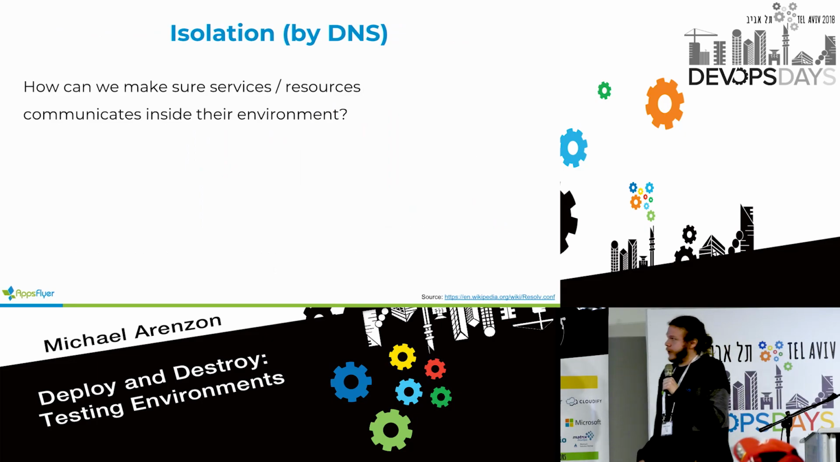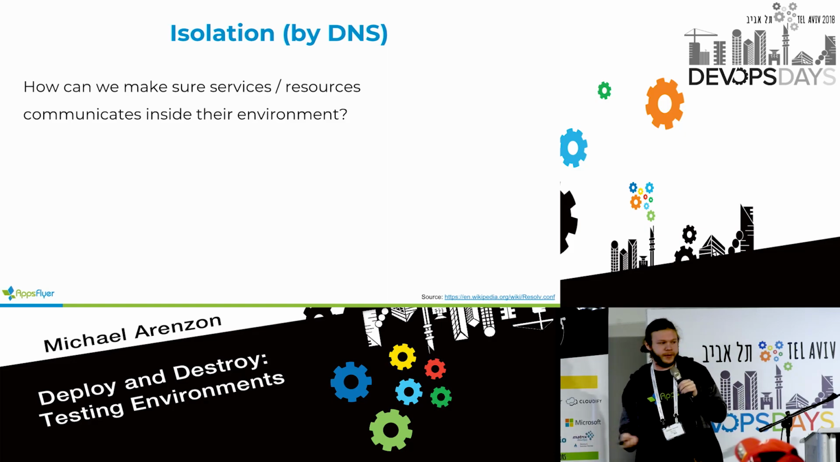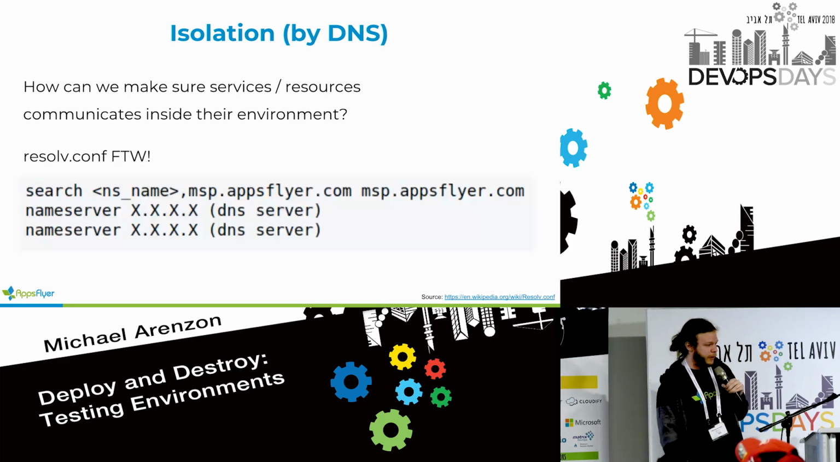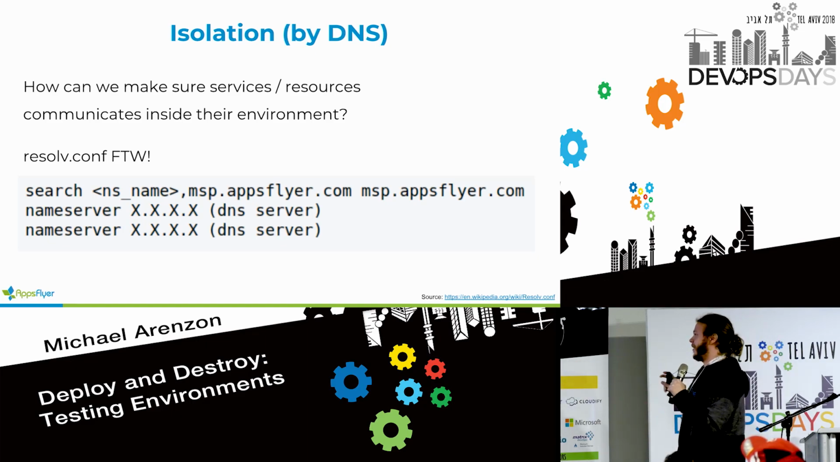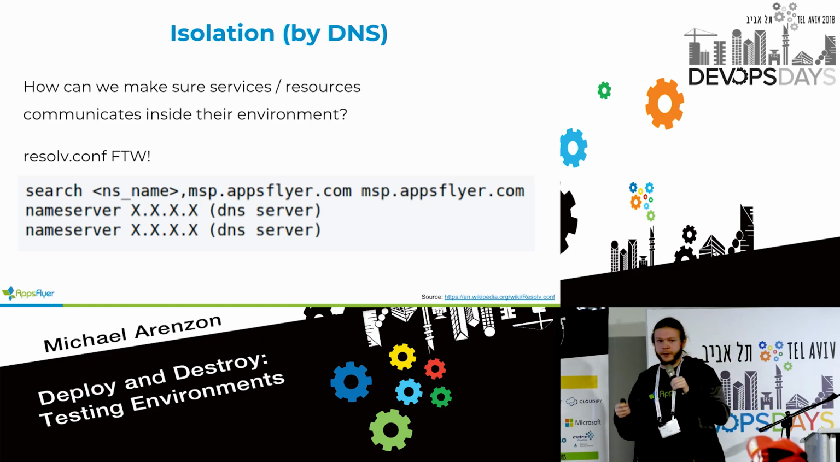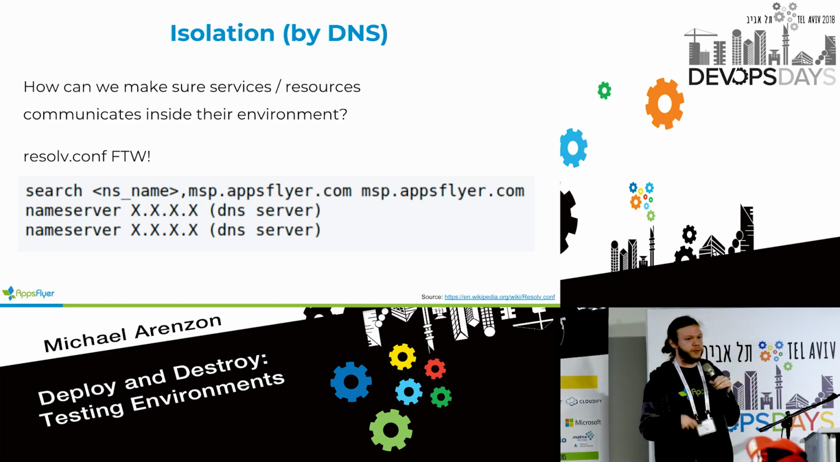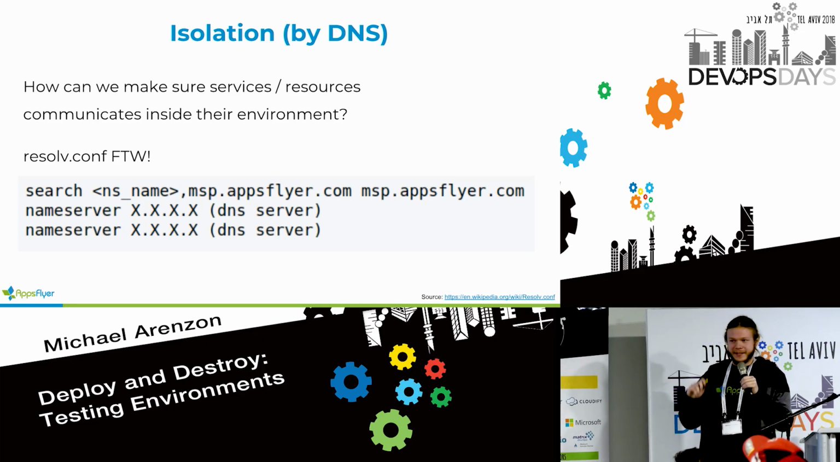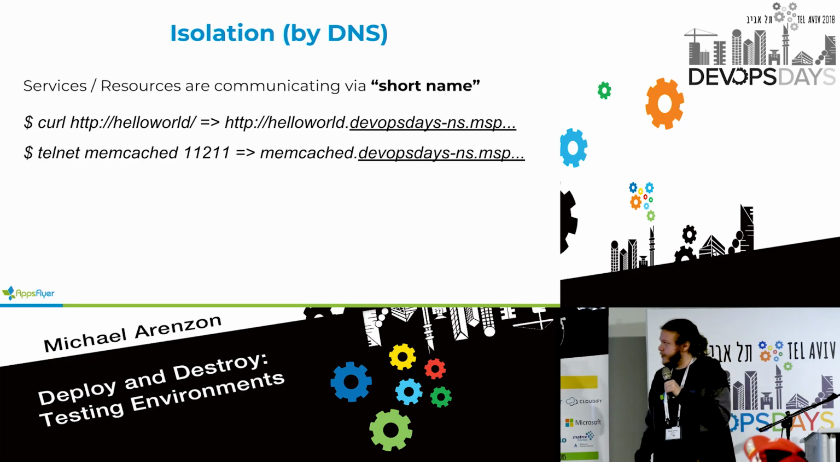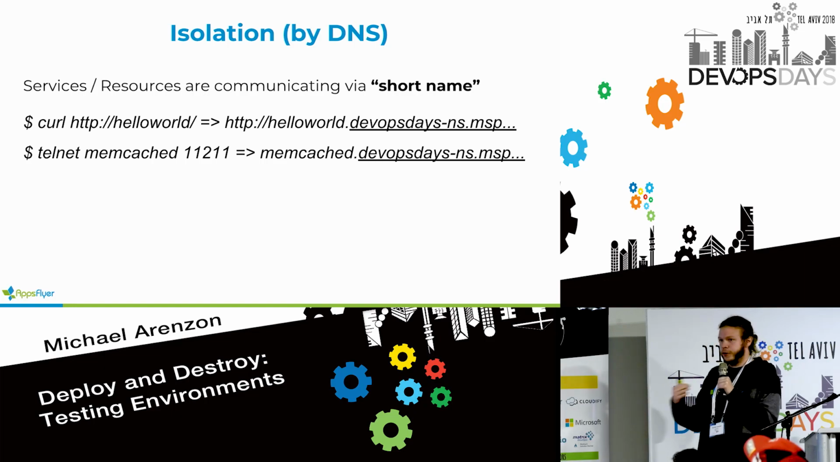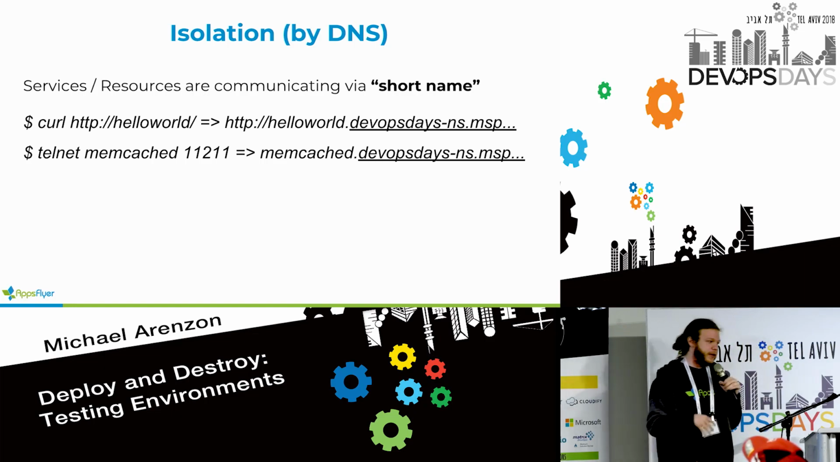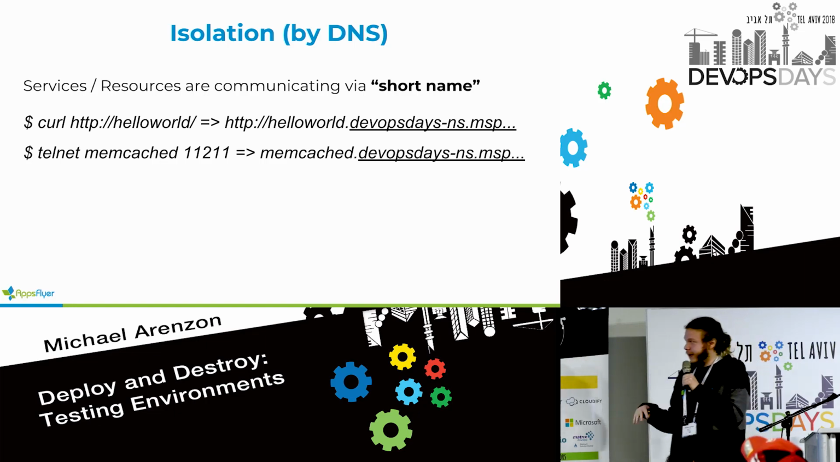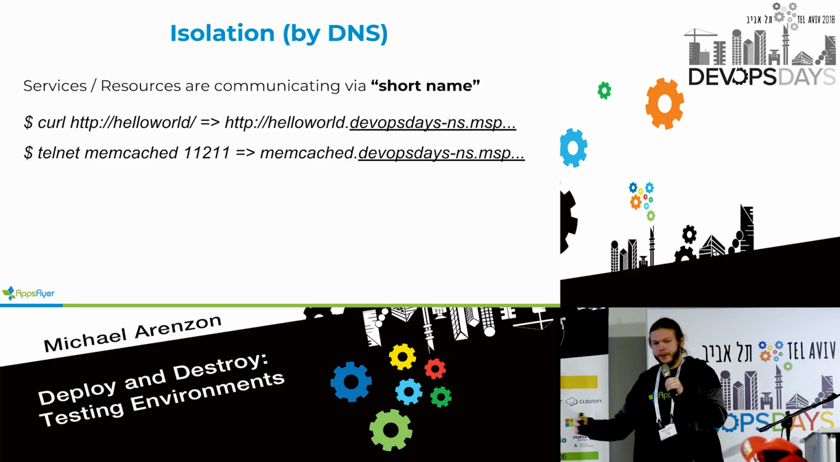So how can we make sure that the services and the resources actually communicate with the dependencies inside the environment? We're using resolv.conf. That's the magic. We just add a domain search as part of every container, which says always try to resolve the CNAMEs inside your own scope. We can see in this example that we're just using short names for the communication. It's enough to write the ID as your CNAME to find it. Internally, it will be resolved to the FQDN of it.